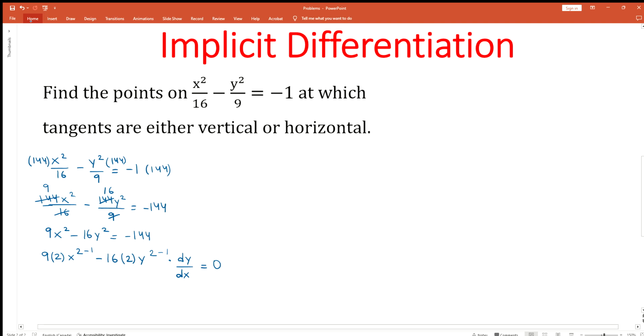We have to simplify this equation and isolate dy over dx. 9 times 2 is 18. 2 minus 1 is 1. X to the power 1 is just x. In the second term, 16 times 2 is 32. In the exponent, 2 minus 1 is 1 and y to the power 1 is just y.